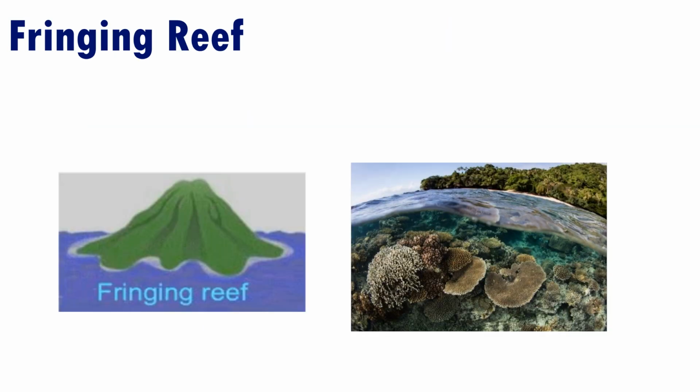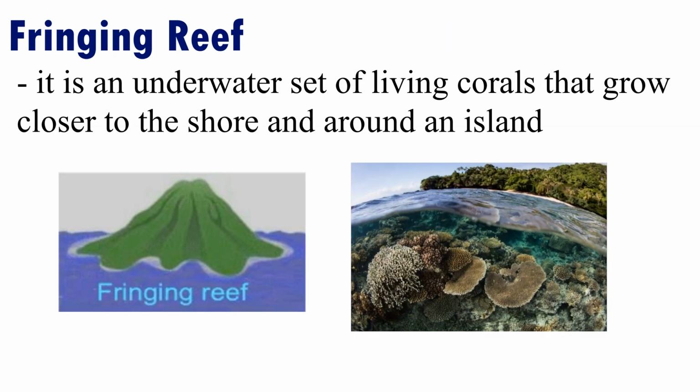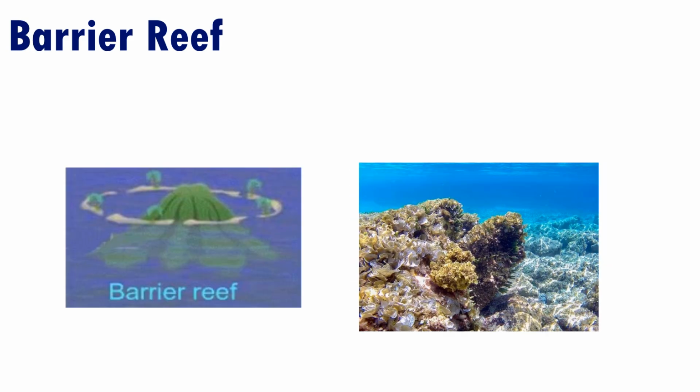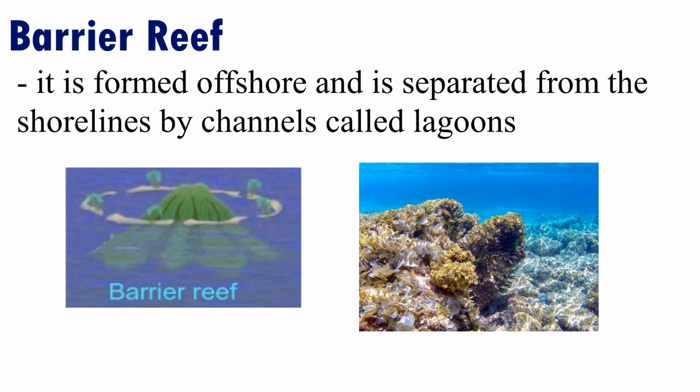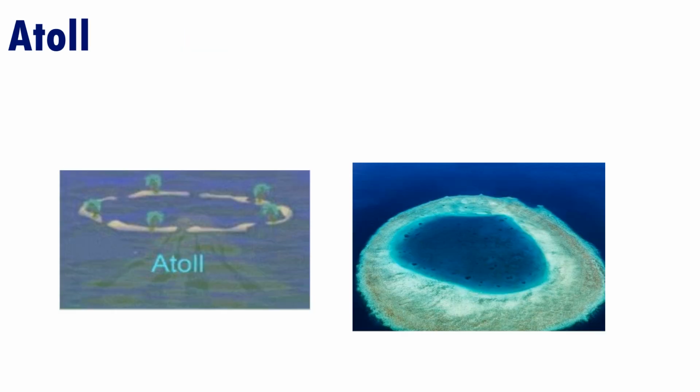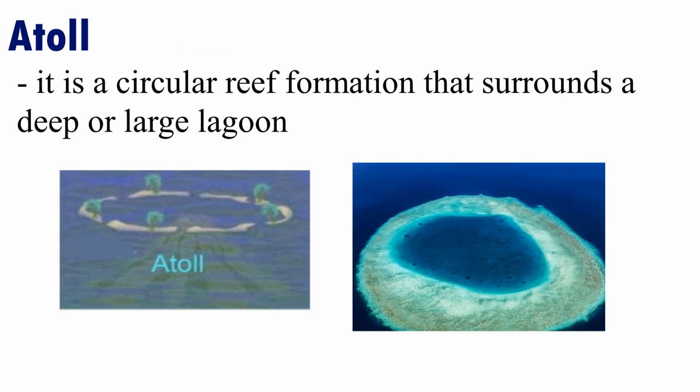Fringing reef. It is an underwater set of living corals that grow closer to the shore and around an island. The barrier reef. It is formed offshore and it is separated from the shorelines by channels called lagoons. Atoll. It is a circular reef formation that surrounds a deep or large lagoon.